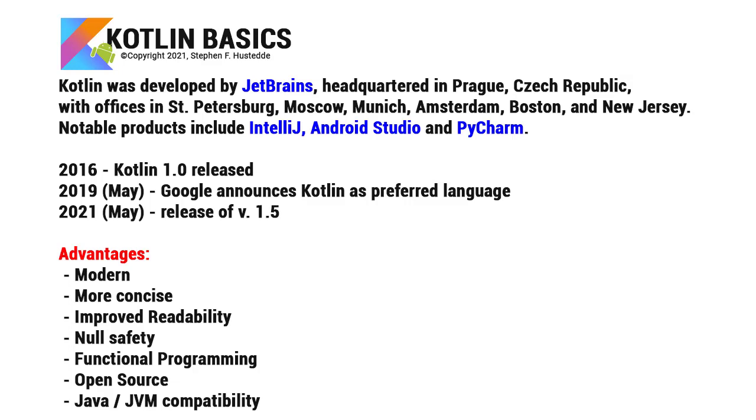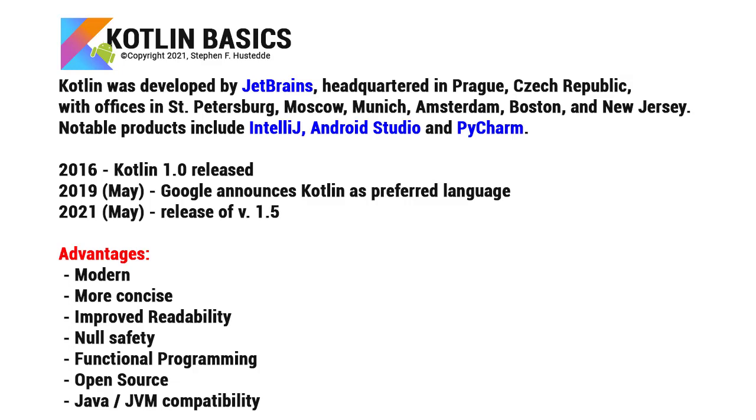By May of 2019, though, Google had announced that Kotlin would be the preferred language for Android development over Java. A lot of developers still use Java, and in Android Studio you can choose to develop with either Kotlin or Java. And those who have been doing Android development for years are still very, very comfortable in Java, and so they have pretty much stuck with it. And Kotlin is becoming a much more popular language for Android development. In May of this year, 2021, was the most recent release of Kotlin, which was version 1.5.